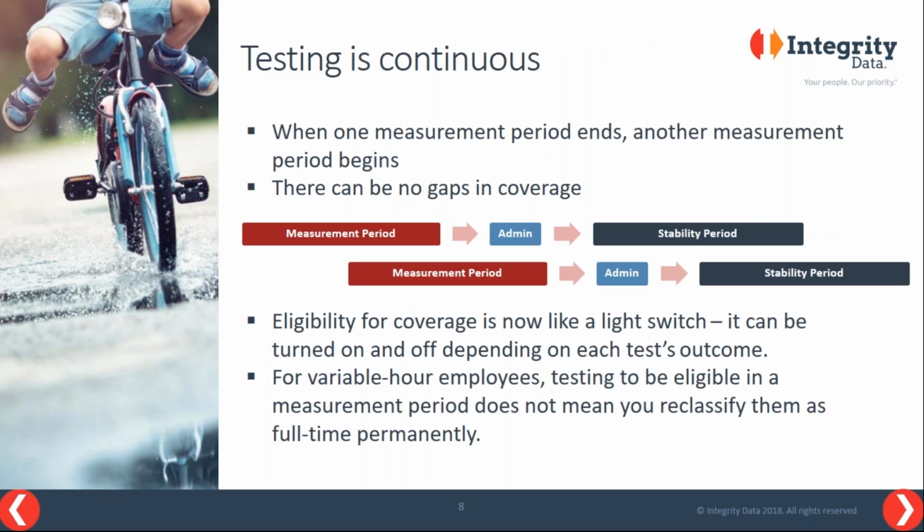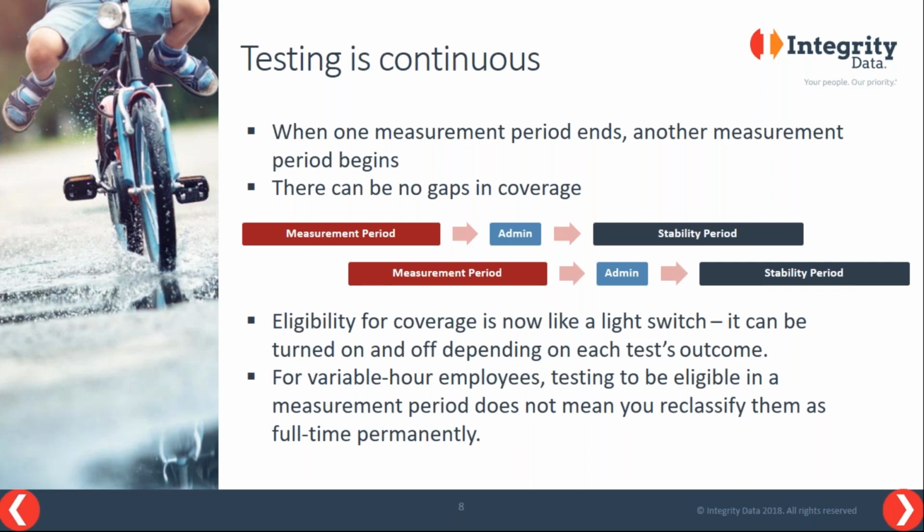So under the look-back measurement method, variable hour employees are continuously being tested for eligibility. So as I mentioned before, when one measurement period ends, another one begins. These consecutive testing cycles raise some new challenges. So eligibility is now much like a light switch. It can turn off and on. An employee testing eligible in one period may not test eligible in the next period, thereby forcing an employer to make a determination of whether or not to cancel coverage.